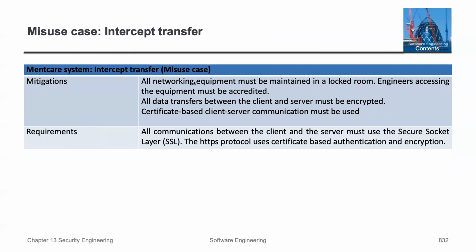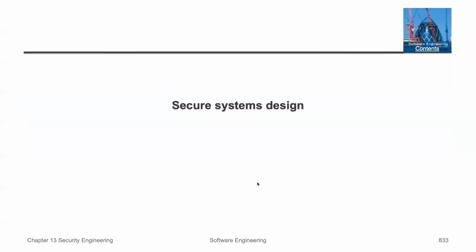So how do you mitigate this? All network equipment must be maintained in a locked room, so you limit the access. You have certificate-based client-server communications, and all systems between the client and the server must use secure socket layer and HTTPS protocols as an example.